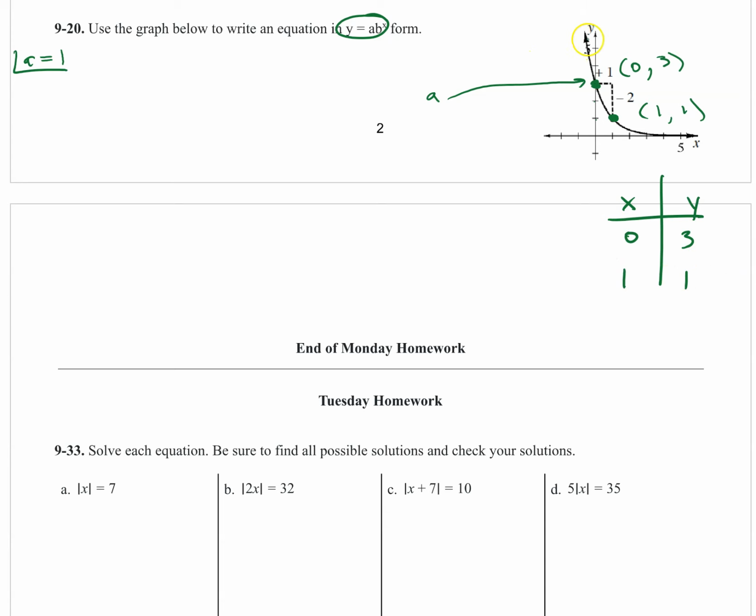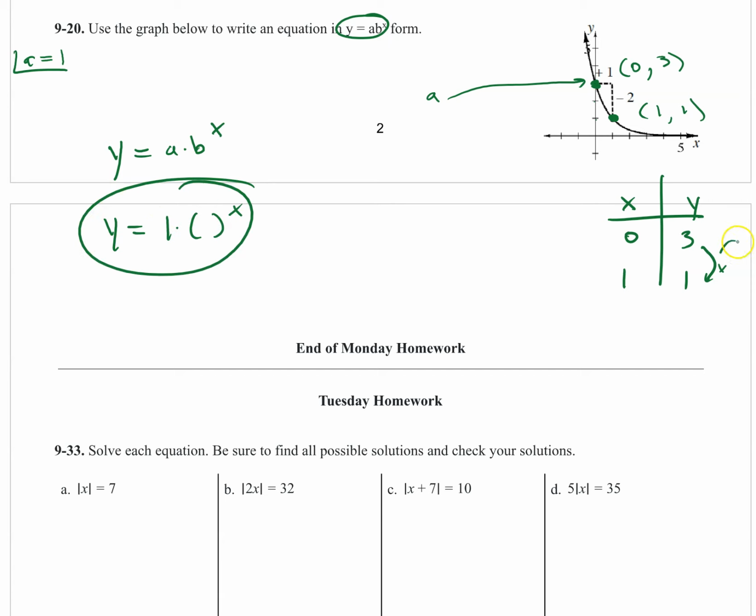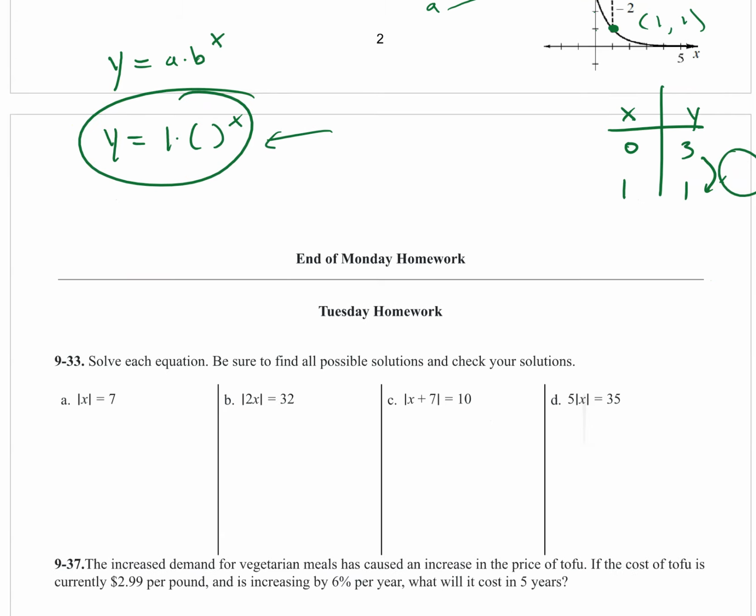since this is an exponential function, I know that I multiply to get to the next term. So basically, 3 times what will give me 1? Alright, so I'll let you figure that out. It's going to be y equals 1 times something to the power x. Find that multiplier, find that something. And that'll give you your answer.